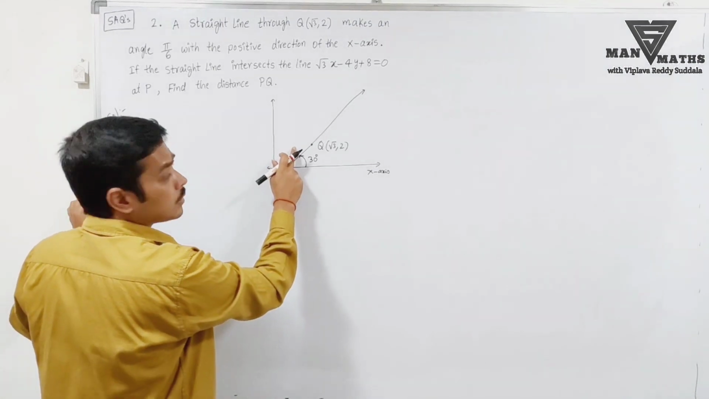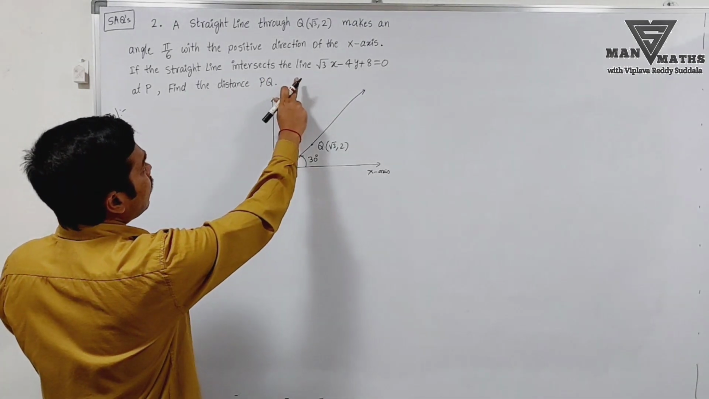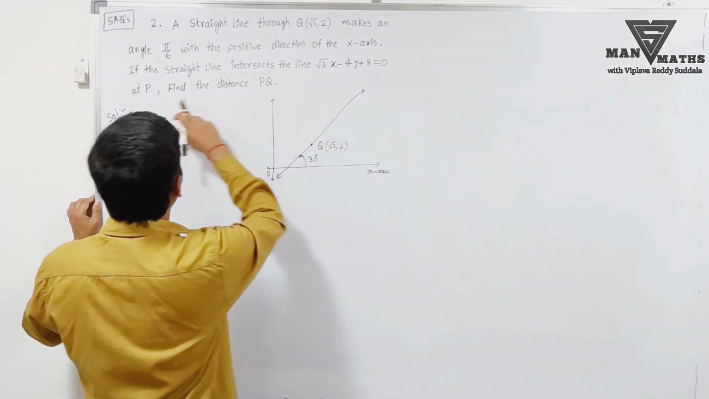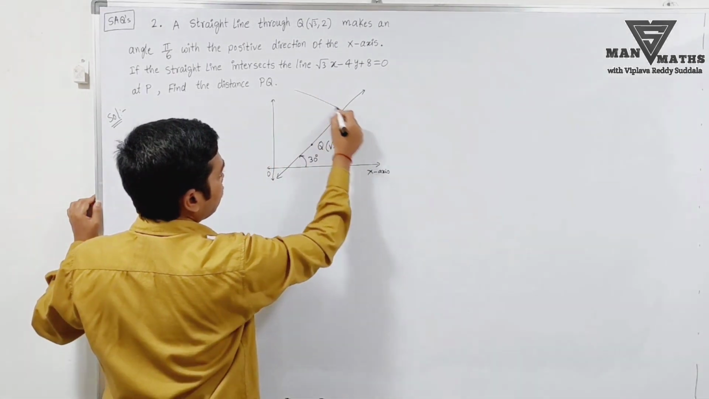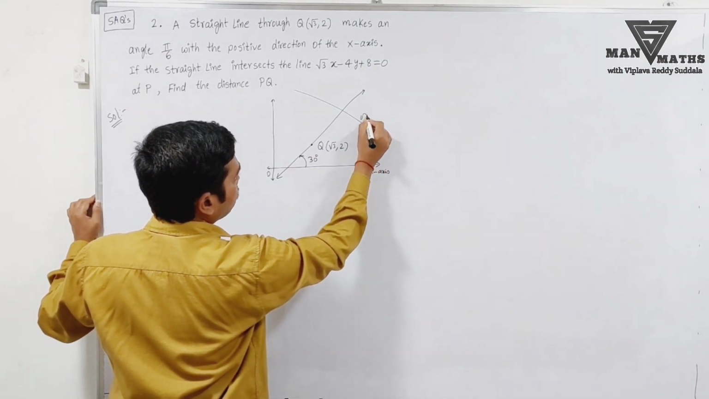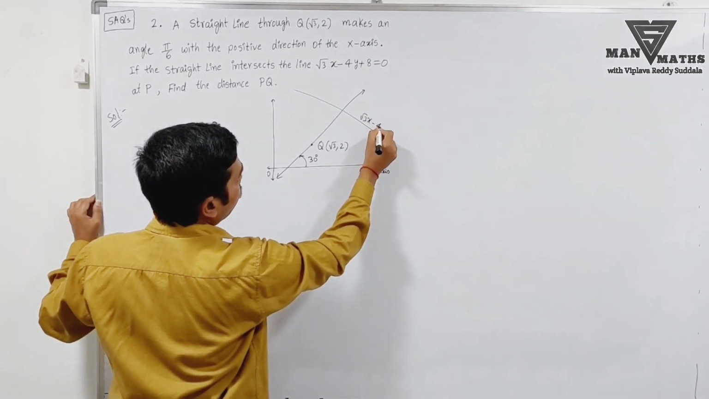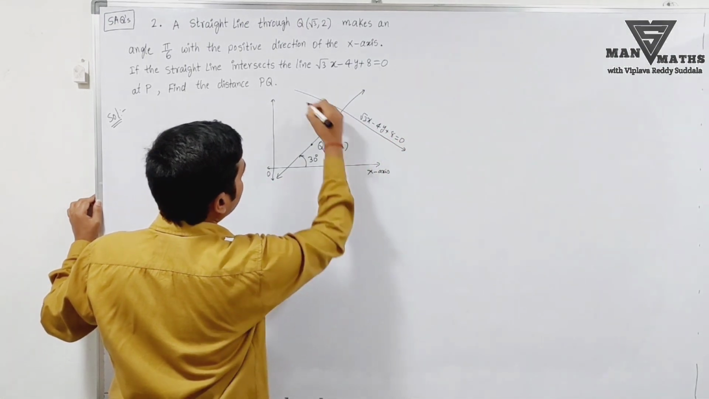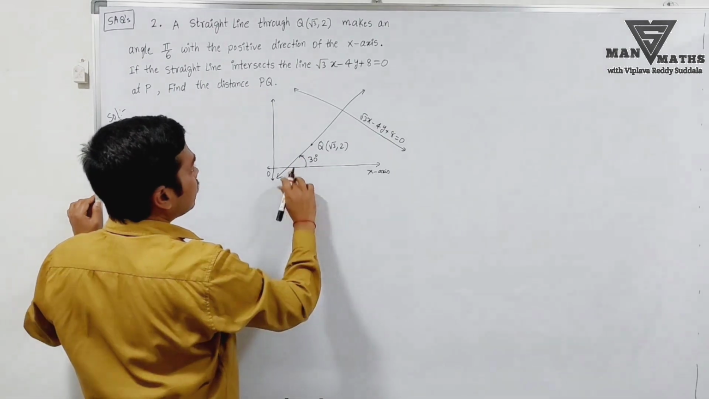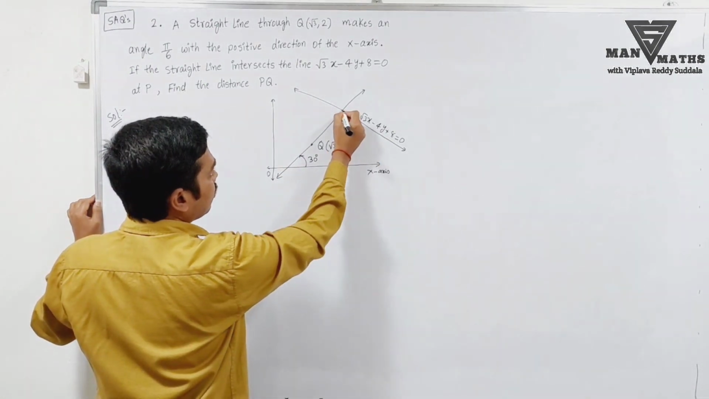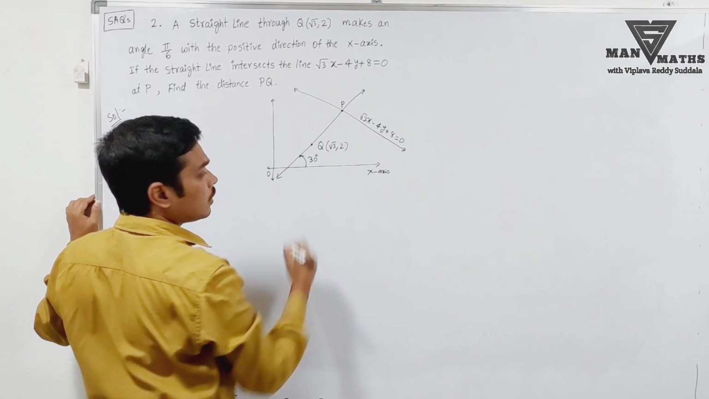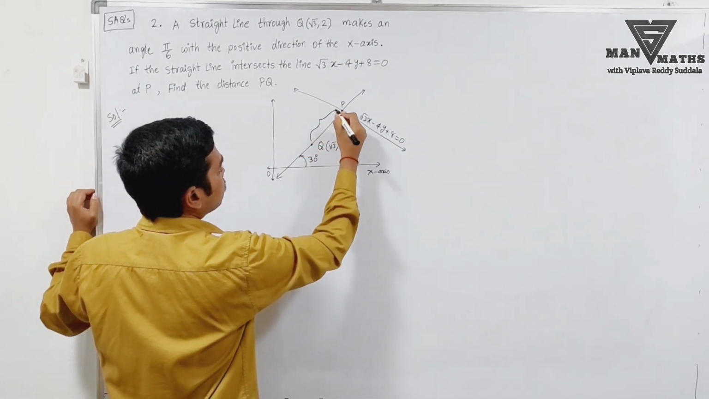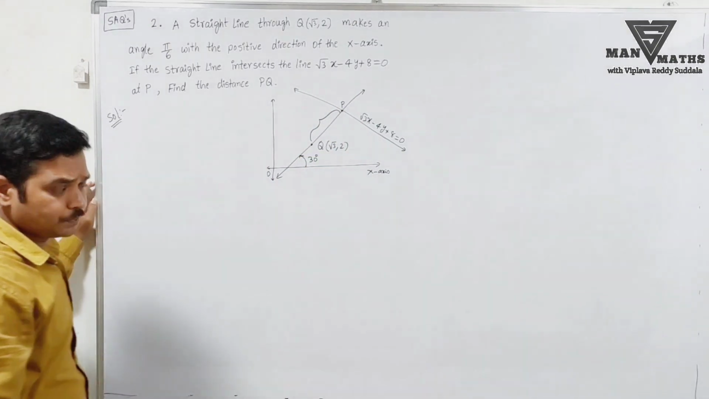And this line intersects another line, that is root 3x minus 4y plus 8 equal to 0, at point P. For example, this is the given straight line. This line intersects the given straight line at point P. Then you have to find the distance between P and Q.